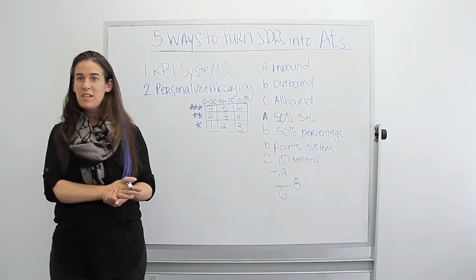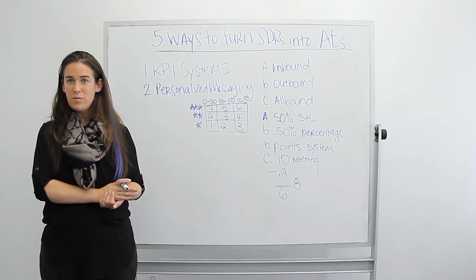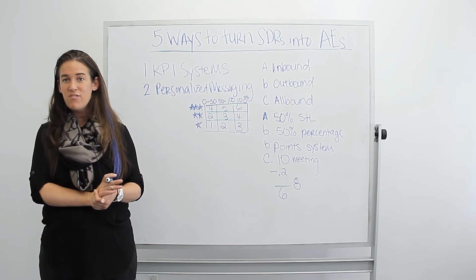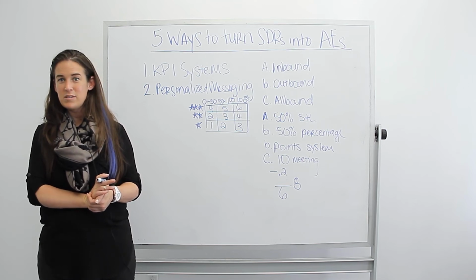On March 1st, we went live. On March 5th, we had doubled our numbers. On March 10th, we had tripled our numbers. And by March 15th, we had quadrupled our numbers with the same amount of people and the same exact people, because we are sending out personalized messaging.